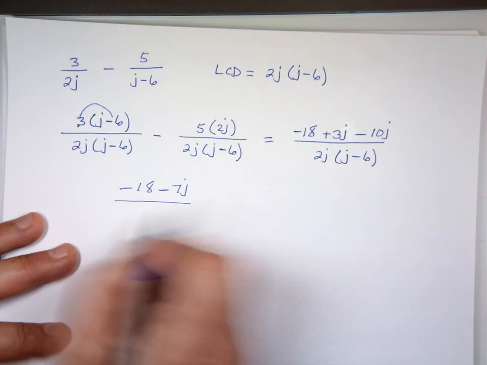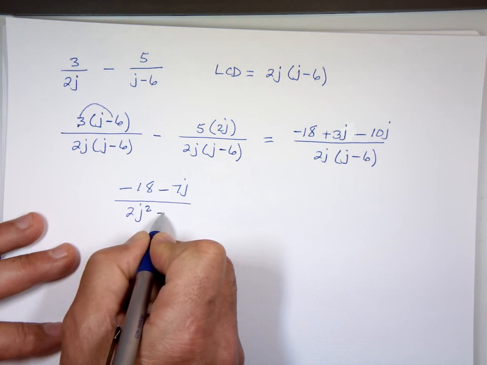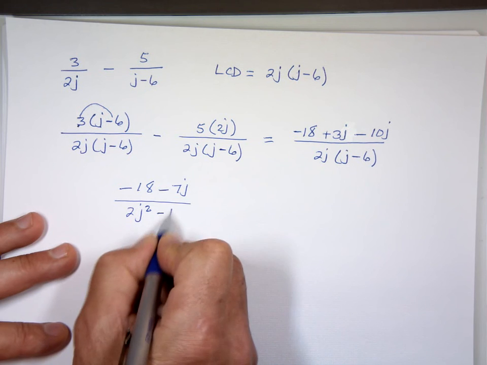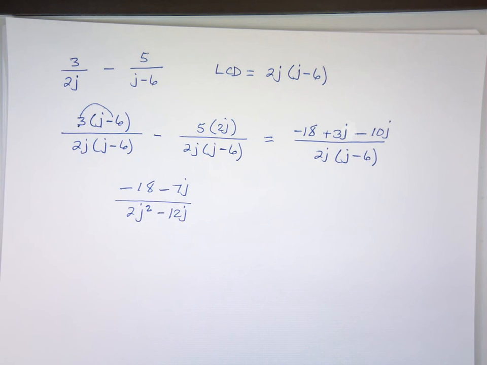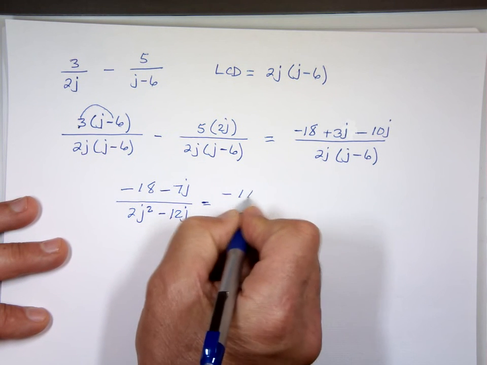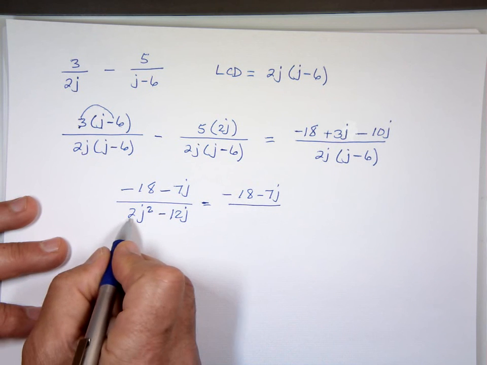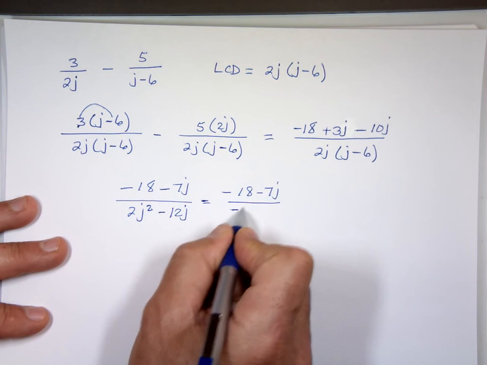In the bottom, I'm going to have what? 2j squared minus what? 6 times 2j, is that 12j? Which is negative 18 minus 7j over, j squared is minus 1, that's negative 2 minus 12j.